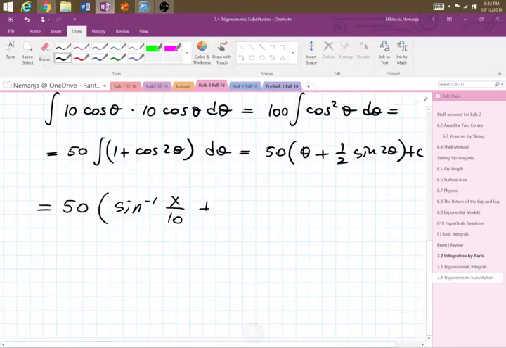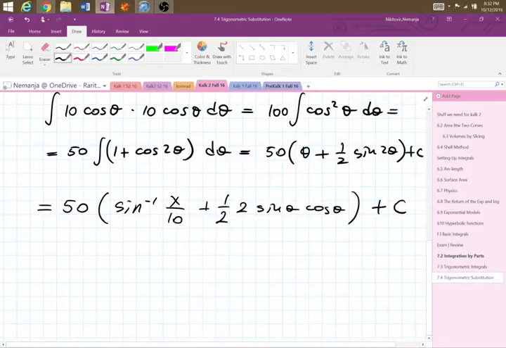plus 1/2 of 2 times sine theta cosine theta. You break that apart using the formula from trig, and then these 2's cancel. So the final answer here is 50 sine minus 1 x over 10 plus, and then sine theta is x over 10, and the cosine theta is square root over 10. Plus c.